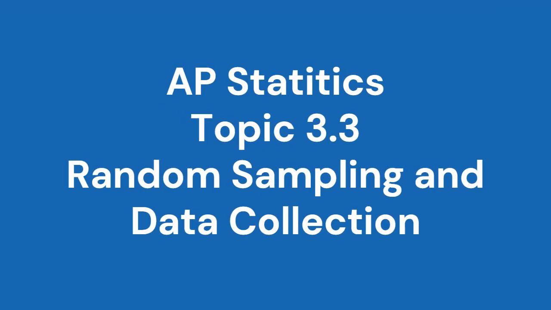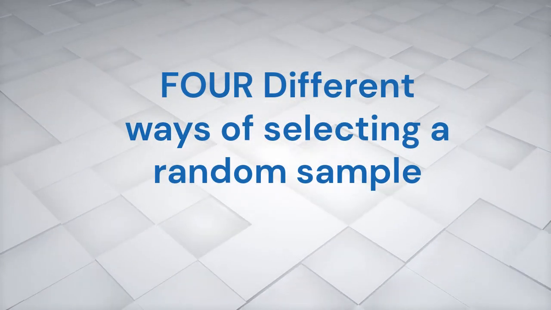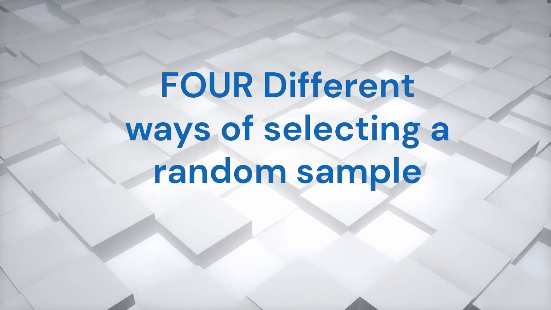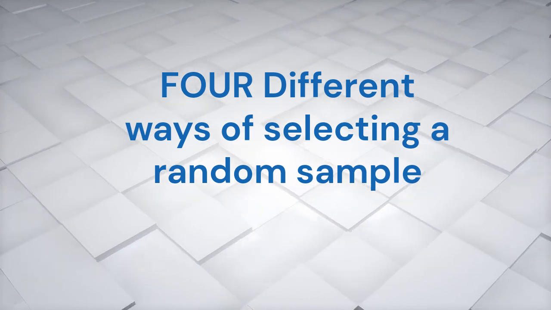Michael Princhak here, ready to give you a quick review of topic 3.3 over random sampling and data collection. Now, the primary focus of this topic is teaching you the 4 different ways of selecting a sample at random. They're all pretty cool. They all have their advantages. They all have their disadvantages. I'll talk about a couple of those things in this video. But again, the main purpose is just getting across to you the 4 different types of selecting a good random sample. All right, let's dive into it right now.